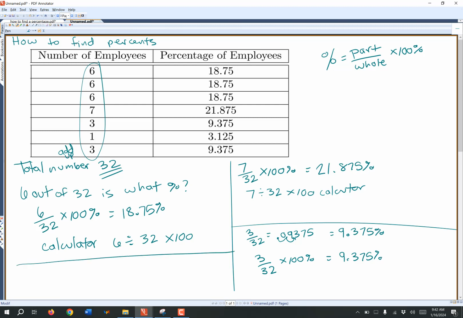And let's just try this in our calculator one more time for the 1 value. So we would say 1 divided by 32 times by 100%. So in our calculator, that is 1 divided by 32 times by 100. Do not try and hit a percent sign. And you should get 3.125%. So that is how we find the percentage if we know the number. It's your part over your whole and times by 100%.